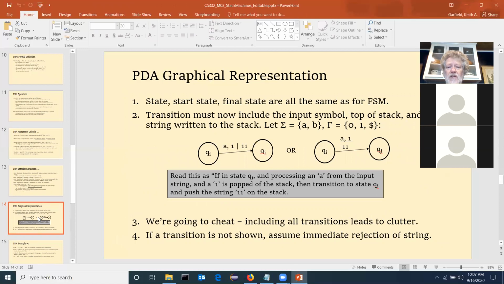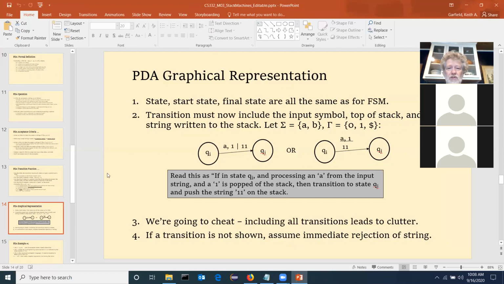The graphics look a little bit different. All the states look the same, but now we have to include on the graphics portion the idea that we're not just processing a symbol from the input string, but we're also processing the top of the stack. And we do that by popping or removing that top of stack element. And then we also have to not only designate what the transition is using the arrow, but designate what string we're going to push onto the stack.